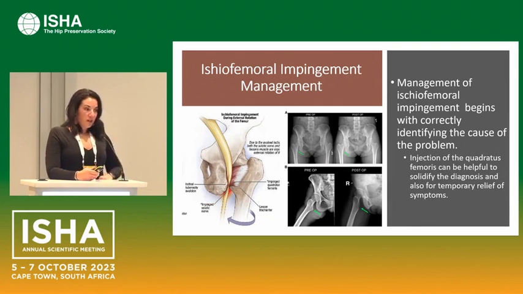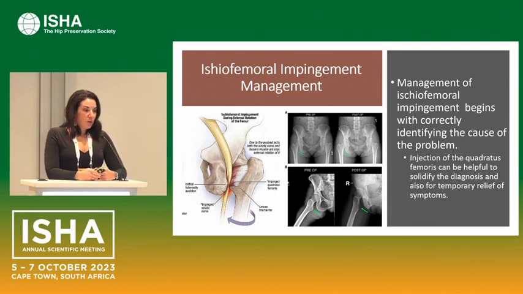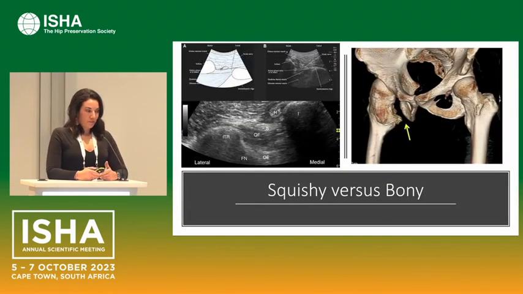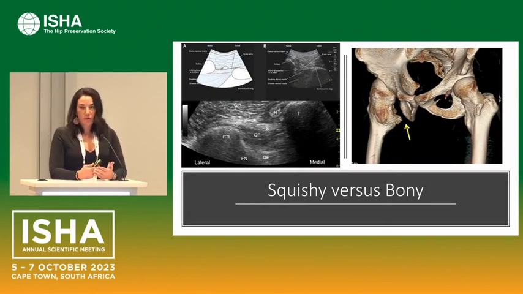Ischiofemoral impingement, again, begins with correctly identifying the cause of the problem. We can utilize injection of the quadratus femoris to solidify the diagnosis and also give us some temporary relief of symptoms, which can, again, help us from a therapy perspective. I'm going to make note of something that we call squishy versus bony in Nashville hip. Very technical terms here. But basically what we tend to see is two different types of ischiofemoral impingement that occur in our patients. And this is where the use of musculoskeletal ultrasound can be quite beneficial. So I'll show you a couple of videos here of these.